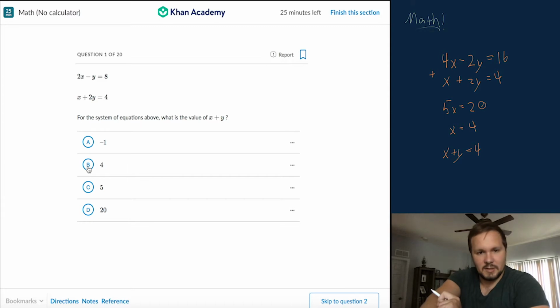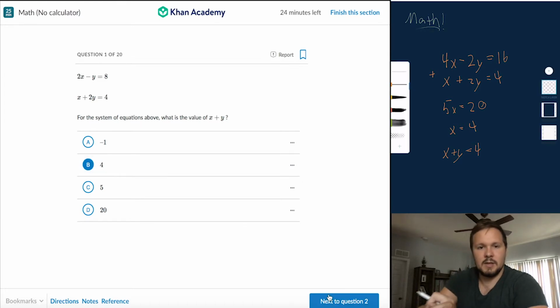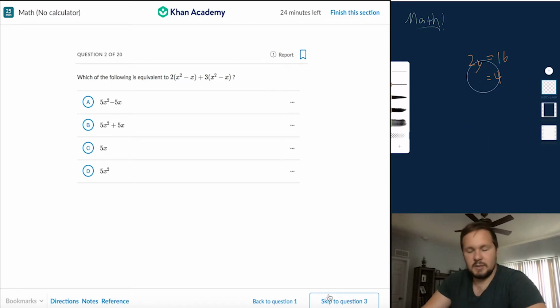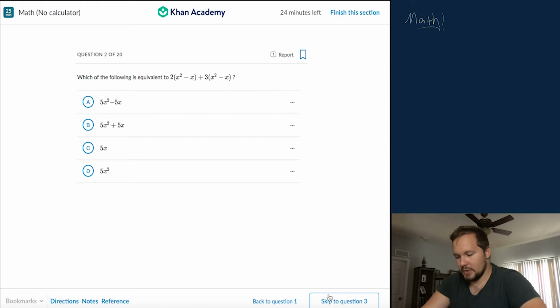Sometimes it gets a little sticky on these first problems. All right, there we go. Next question. So which is equivalent? Okay, so what we want to do here is just multiply out that 2 and that 3. We want to distribute it and then add them together.